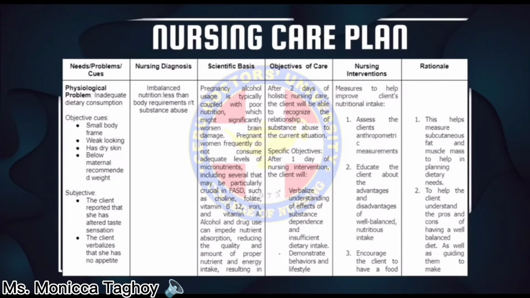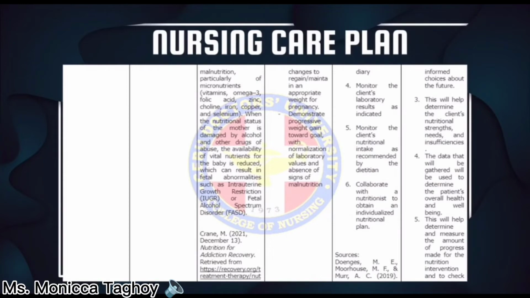To achieve the objectives of our nursing care plan, we have come up with the nursing interventions, which are measures to help improve the client's nutritional intake. First, assess the client's anthropometric measurements. This helps measure subcutaneous fat and muscle mass to help in planning dietary needs. Next, educate the client about the advantages and disadvantages of well-balanced nutritious intake. This is to help the client understand the pros and cons of having a well-balanced diet, as well as guiding them to make informed choices about the future.